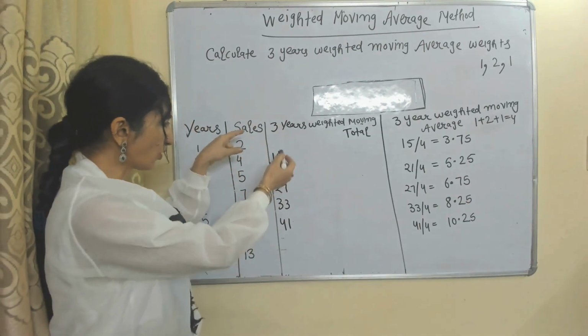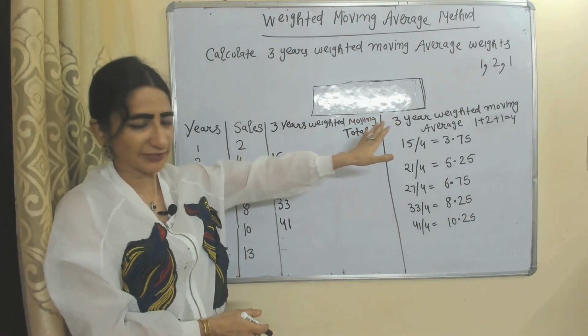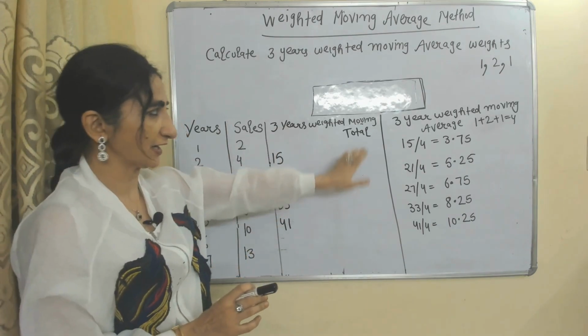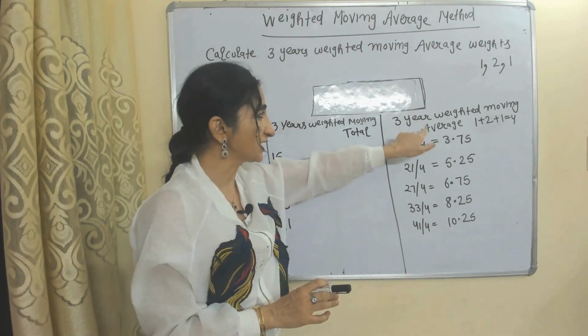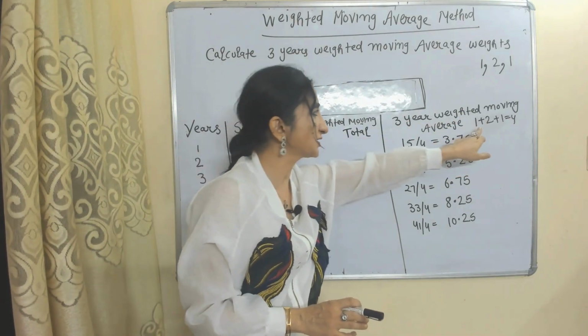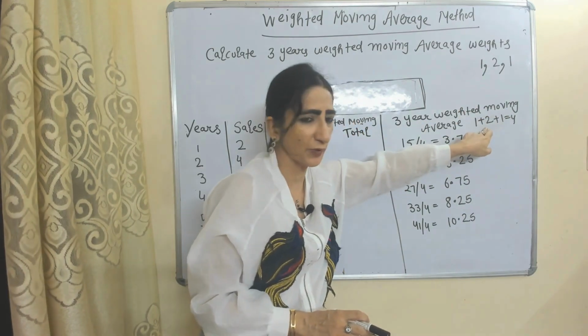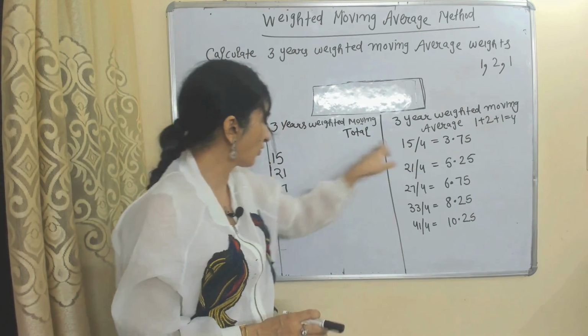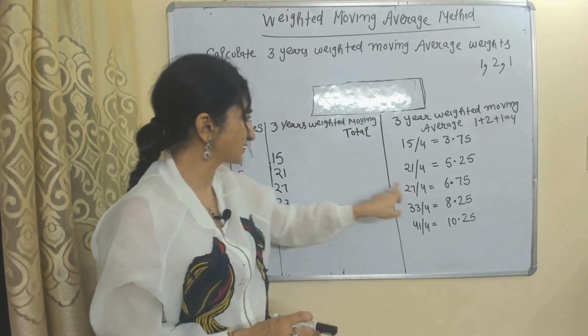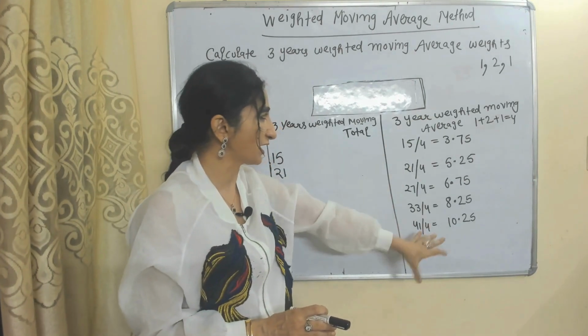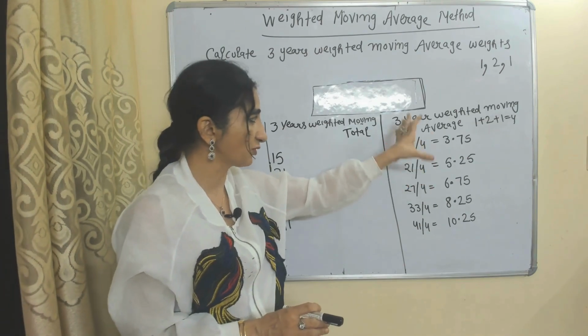Now we will divide all these values with the total of weight and make one separate column, 3-year weighted moving average. This is the total of weight 1, 2, 1. 4 is the total of weight. We will divide 15 with 4, 21 with 4, 27 with 4, 33 with 4, 41 with 4, and these values will be called 3-year weighted moving average.